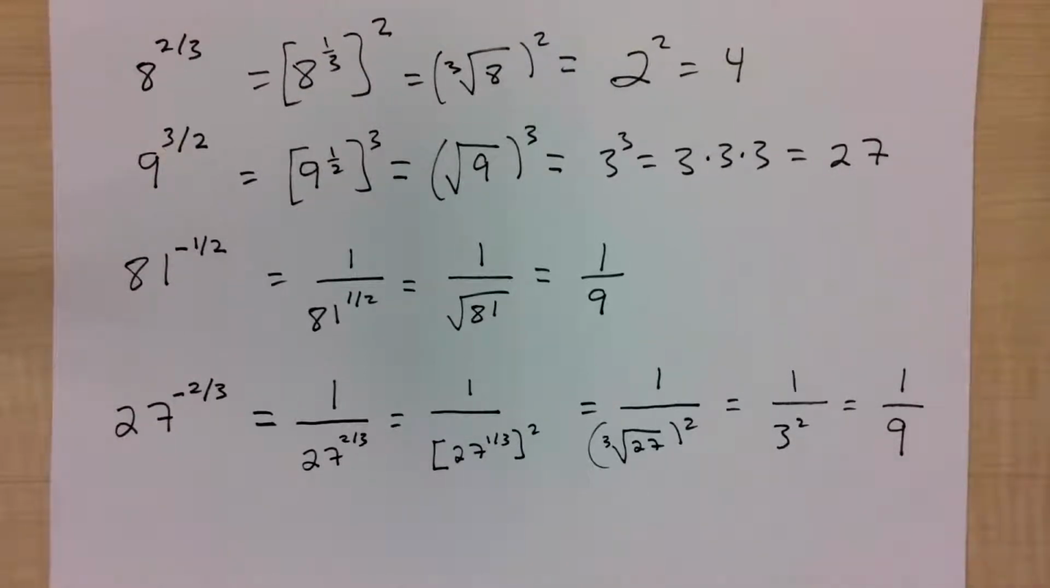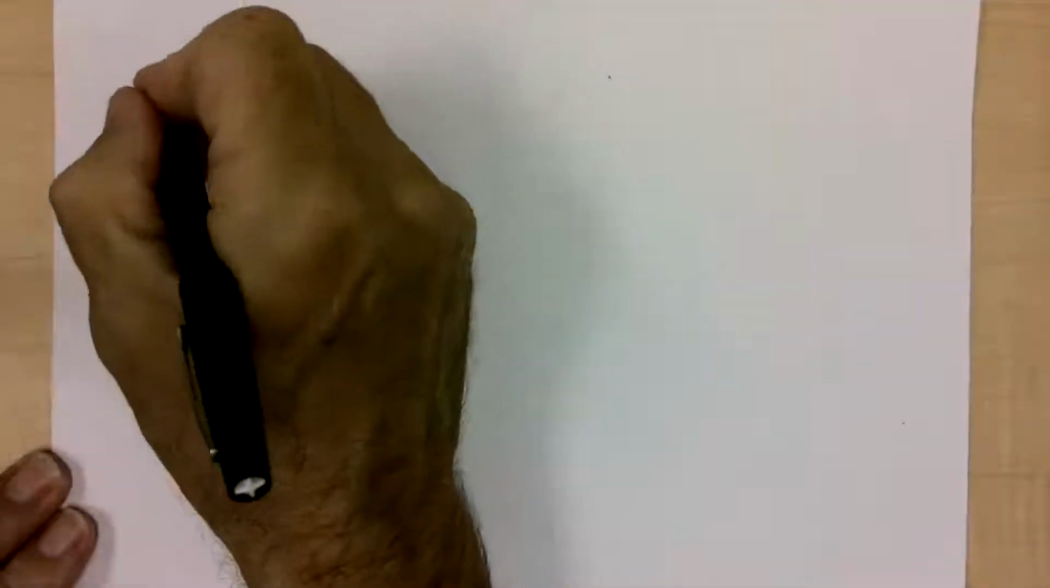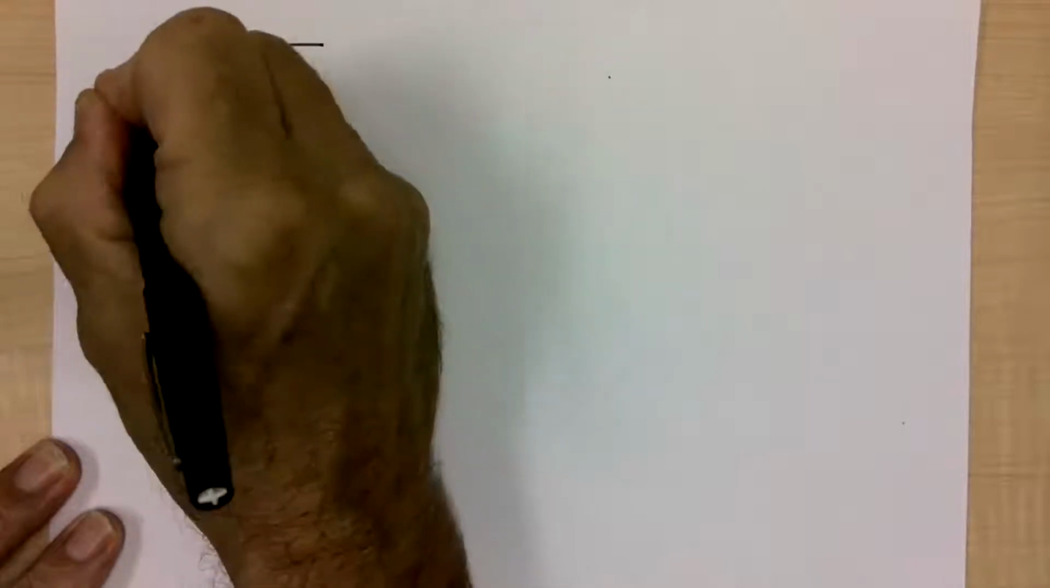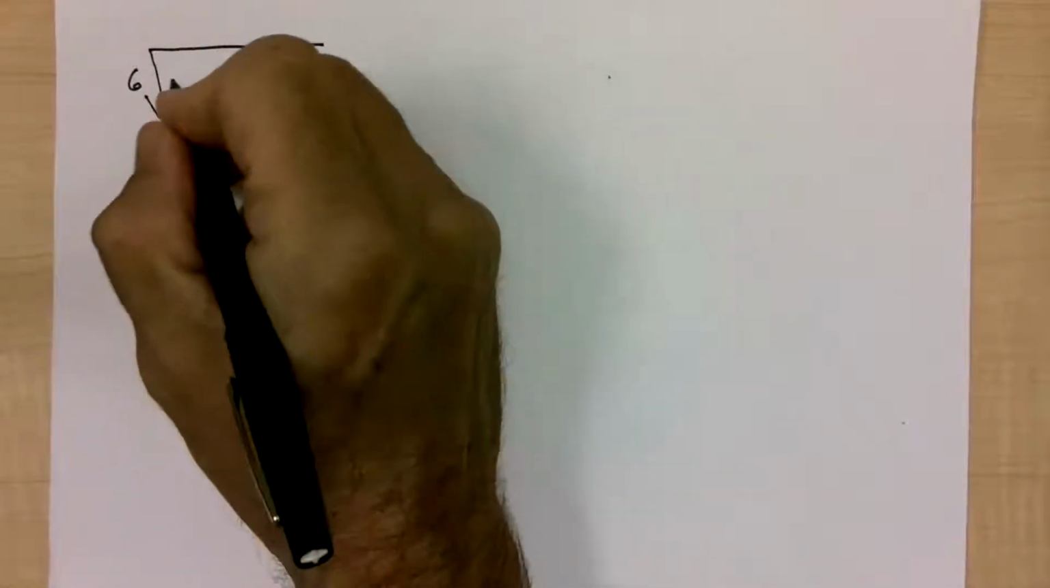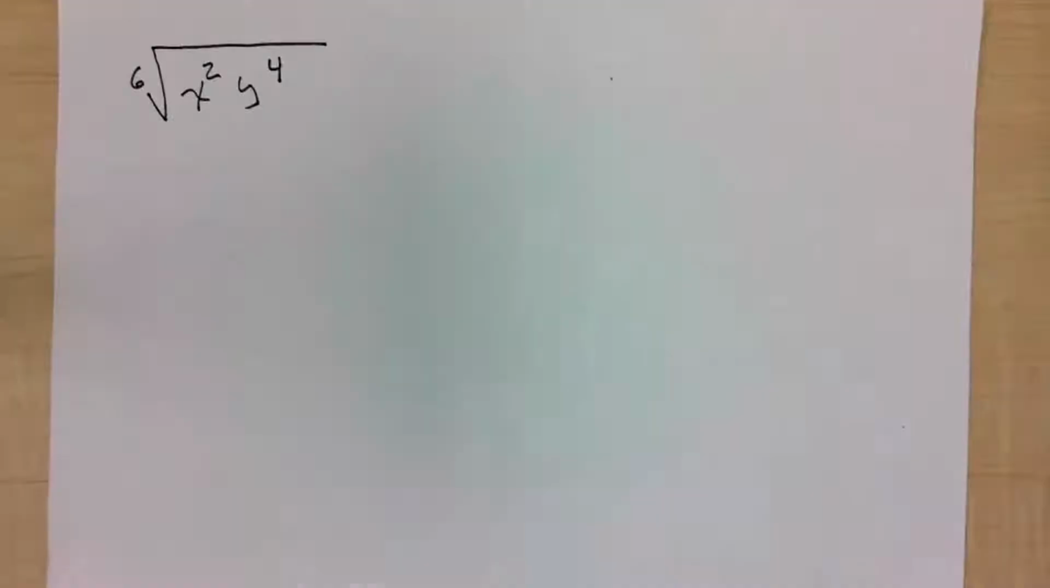So fractional exponents are nice tools for us to use, but we have to keep in mind that they still satisfy the rules of exponents that we've done before. Now, we can also use these things to do some simplification. So, for example, if I have the 6th root of x squared y to the 4th.